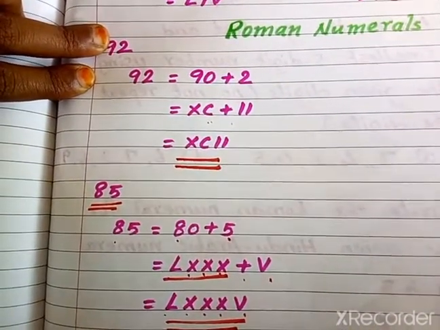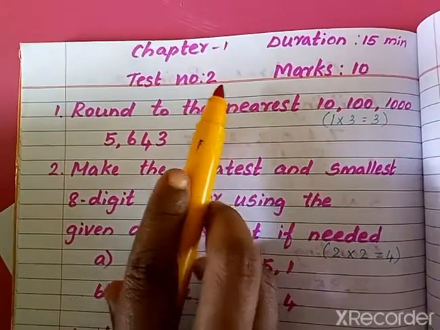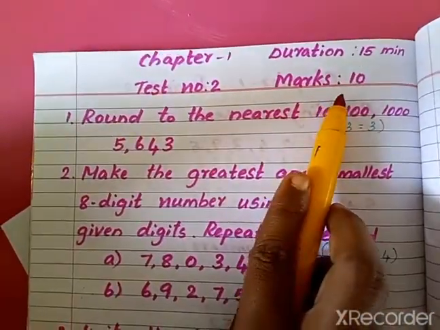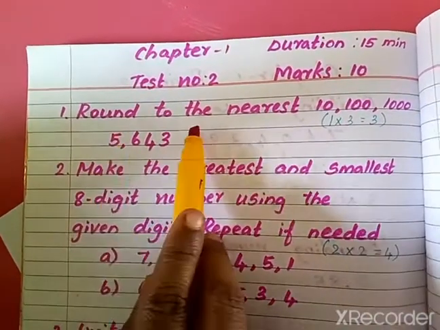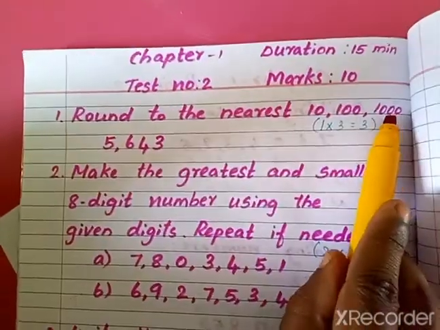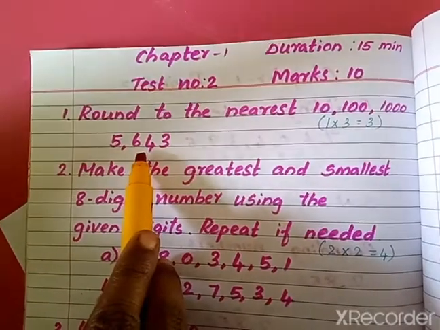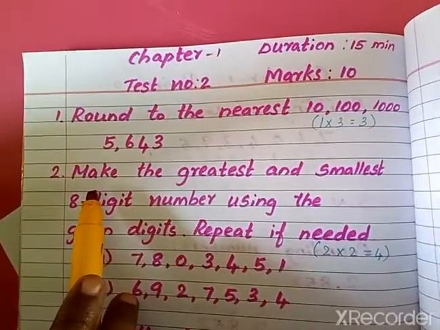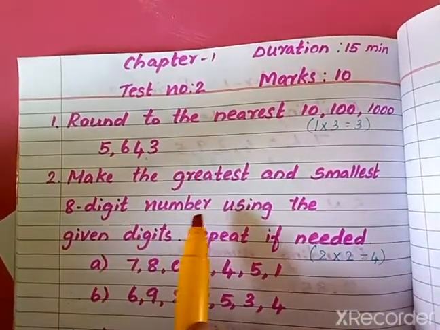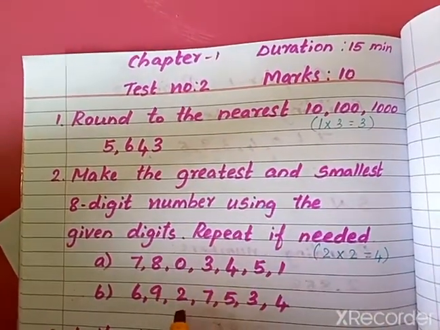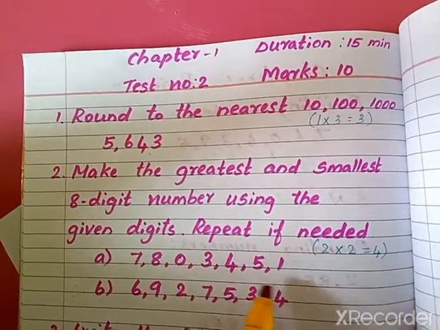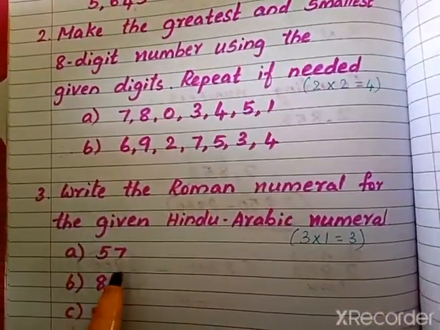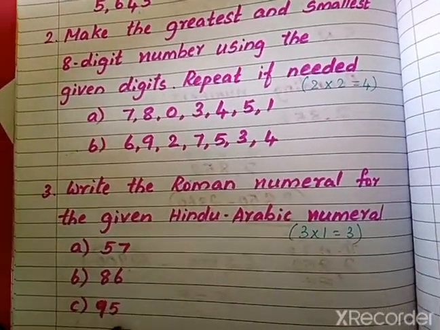Here is a test for you. This is your second test for chapter 1. Your duration is 15 minutes and marks are 10. The first question is round to the nearest 10, 100 and 1000. The same number you have to round to 10, 100 and 1000. Then you have to make the greatest and smallest 8-digit number using the given digits. You have to repeat as well as use all the digits. Then here you have to write the Roman numeral for the given Hindu Arabic numbers.